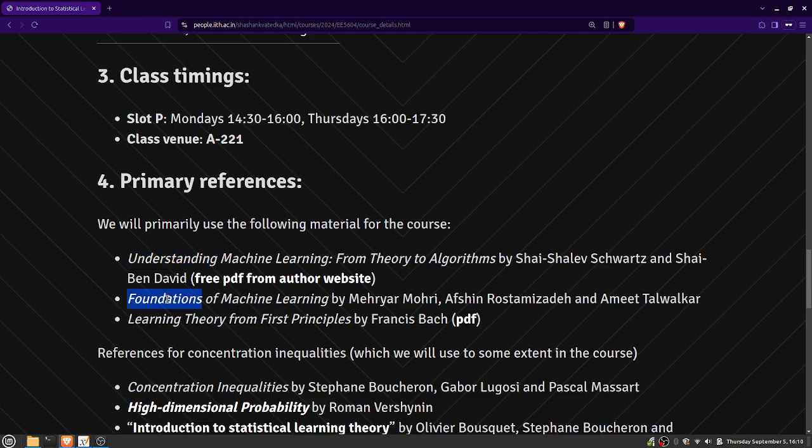The other is a book called Foundations of Machine Learning by Mohri, Rostamizadeh, and Talwalkar. This is also a great book, but slightly more advanced. It's a bit more rigorous and gets to things much faster than the first book. I'll mostly be using these 2 books, but this is also a nice book which is perhaps even slightly more advanced.